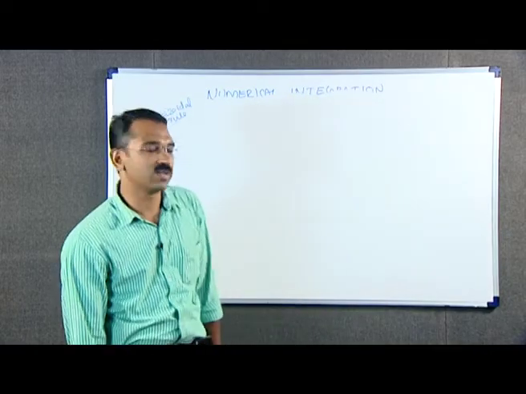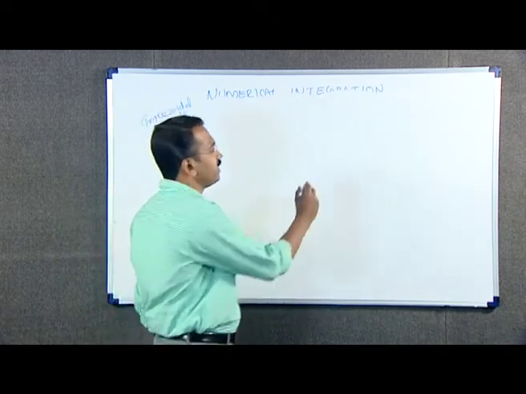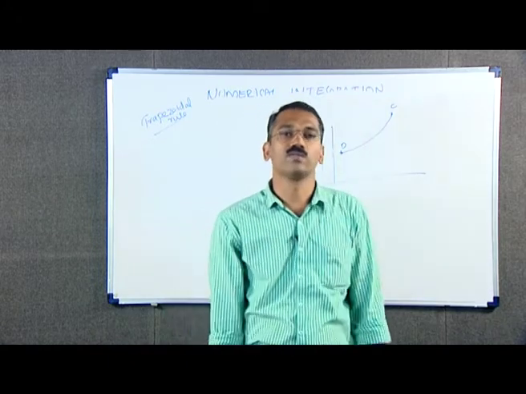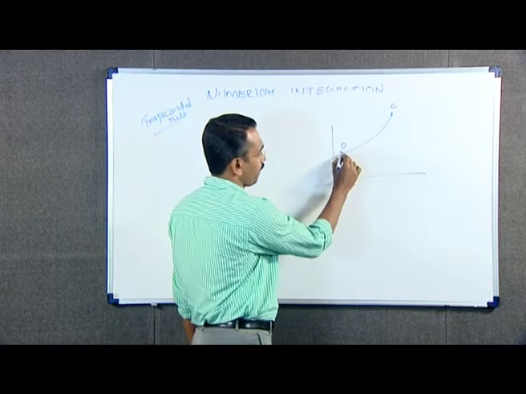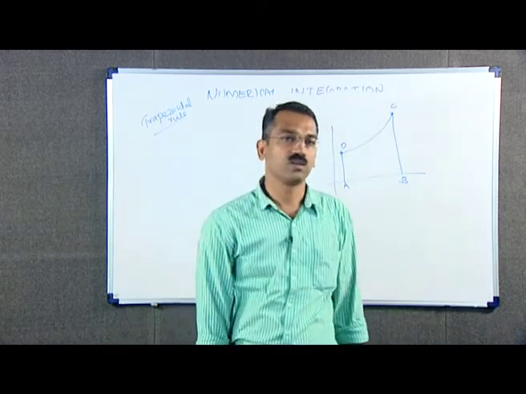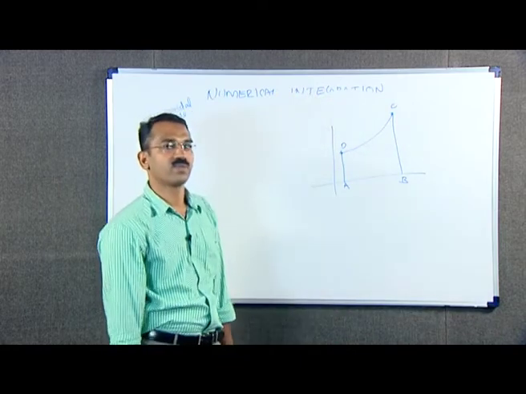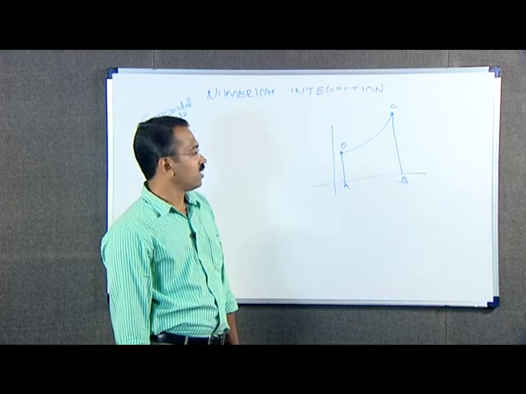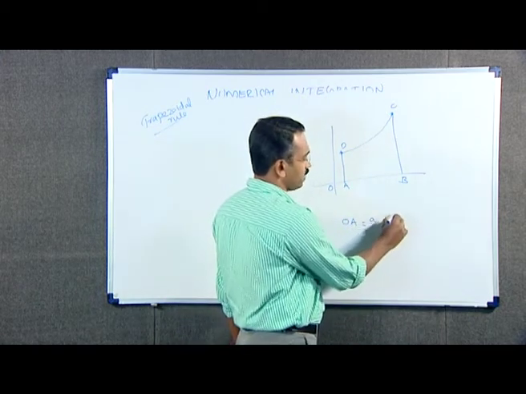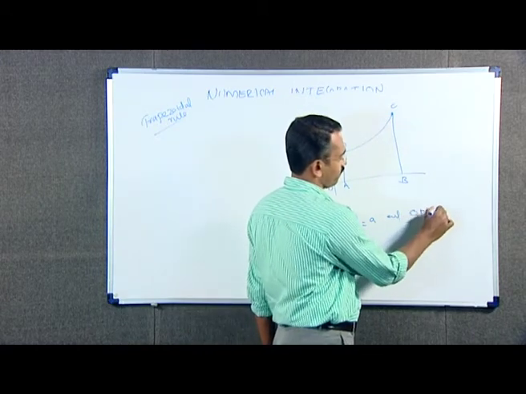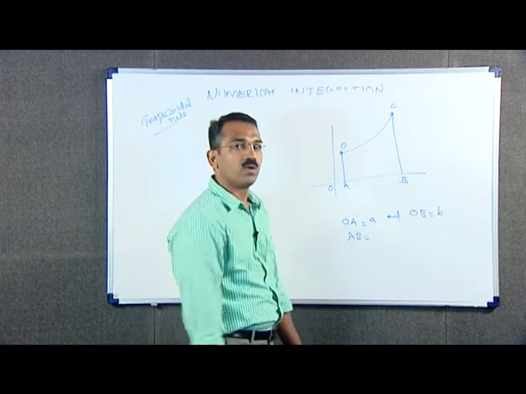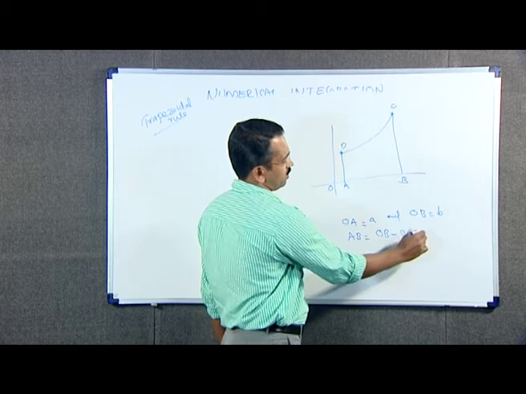Now, let us see the geometrical interpretation of the trapezoidal rule. Let DC be the curve of the equation y equal to f of x, and let DA and CB be the ordinates of the terminal points D and C of the curve DC. Let OA, here the origin O, OA is equal to a and OB is equal to b. Then this length AB is equal to OB minus OA, that is b minus a.